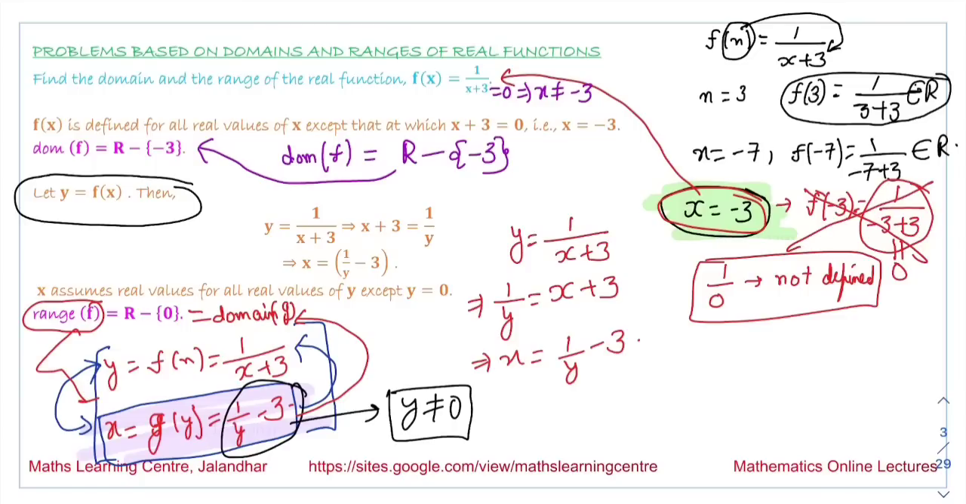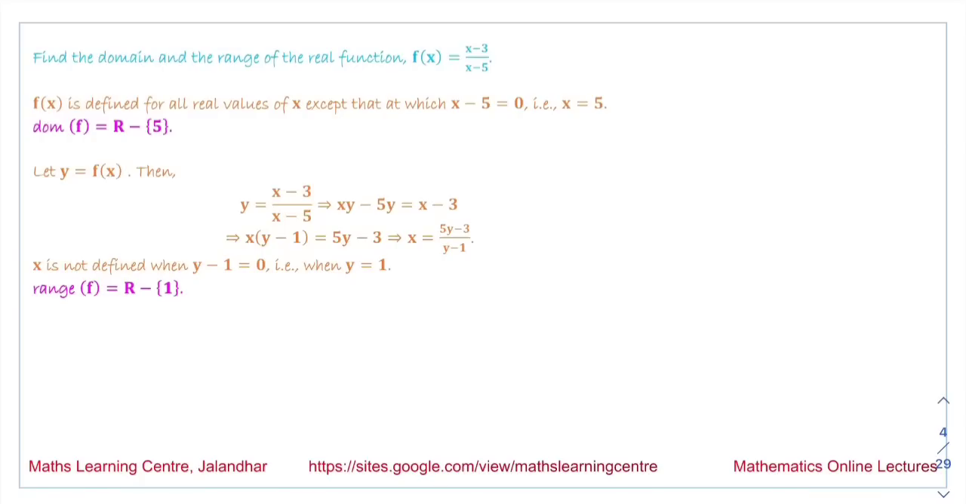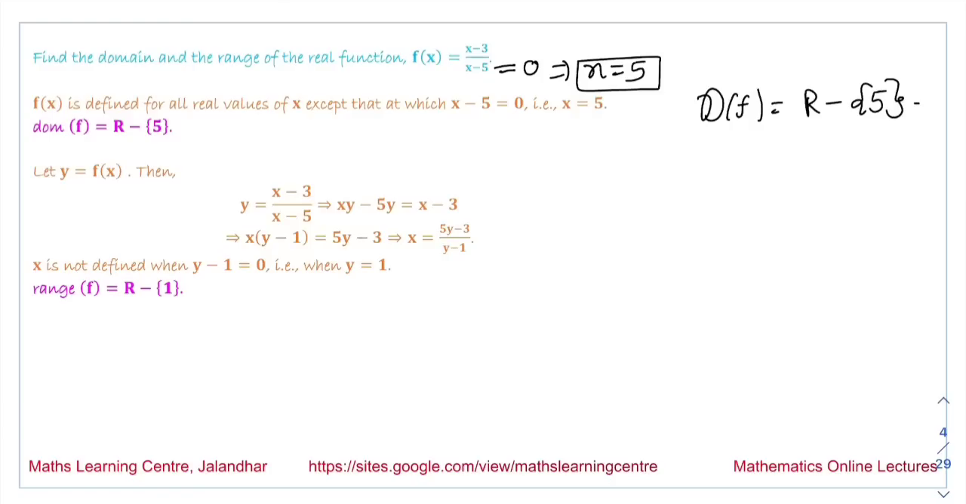Next we have: find the domain and range of the real function f(x) = (x - 3)/(x - 5). For the domain, the denominator should not be equal to 0. So if we equate the denominator to 0, we get x = 5. So the domain of the function f is R minus {5}. That is, this function is defined for all real values except the number 5.